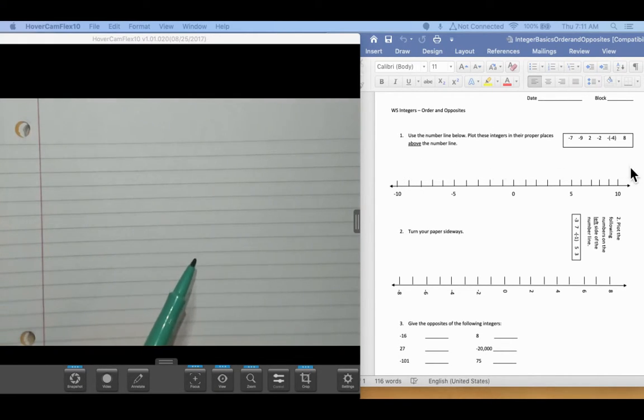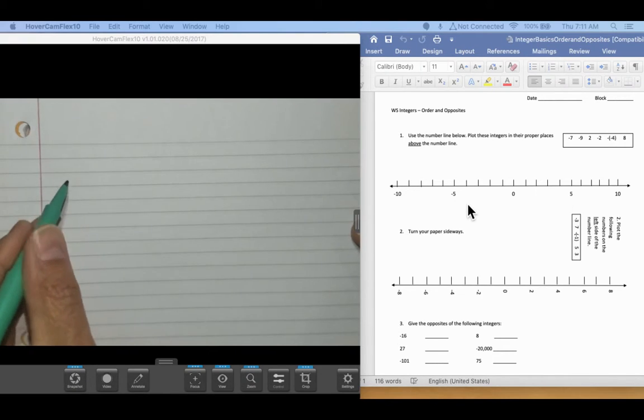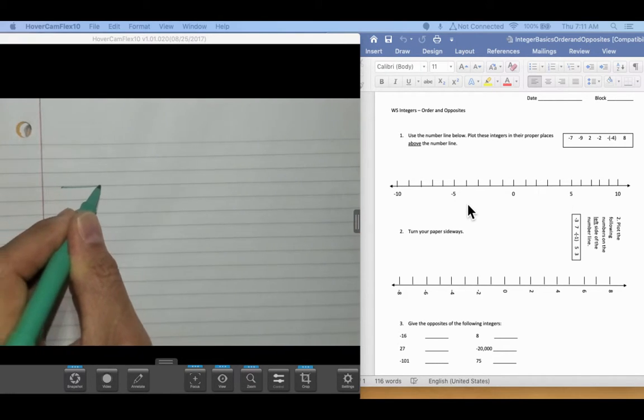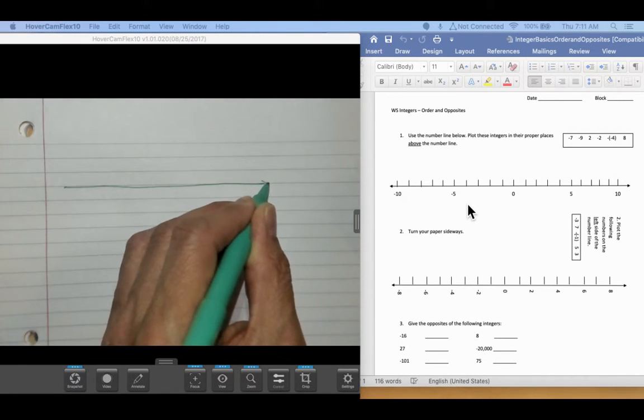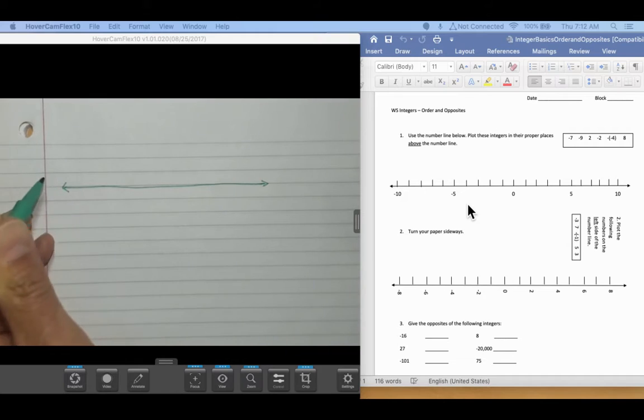Our problems deal with this number line right here. And so the first thing I'm going to do is write in this number line right here, and you should do the same thing. If you can find a grid in your math book, that might be easier to go from there.